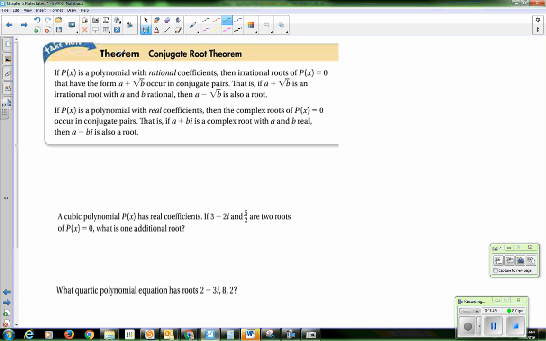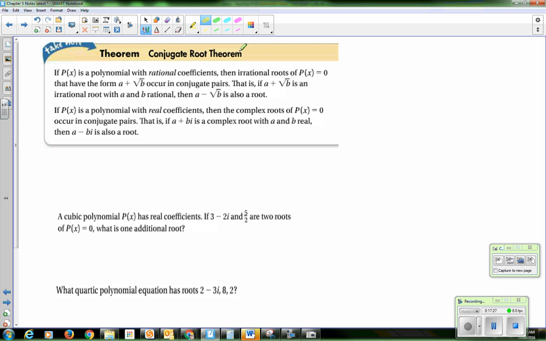All right, we're going to take a look at the conjugate root theorem. We're going to use this theorem to deal with when we have complex roots. So if f of x is a polynomial with rational coefficients, then irrational roots of p of x equals 0 that have the form a plus root b occur in conjugate pairs. So if a plus the square root of b is an irrational root, then a minus the square root of b is also a root. So that's what I want you to write in your notes.